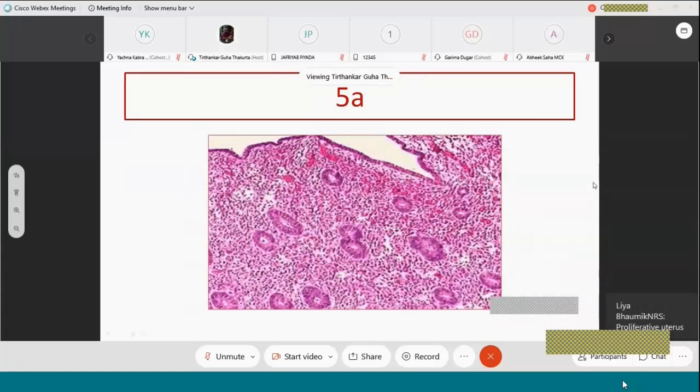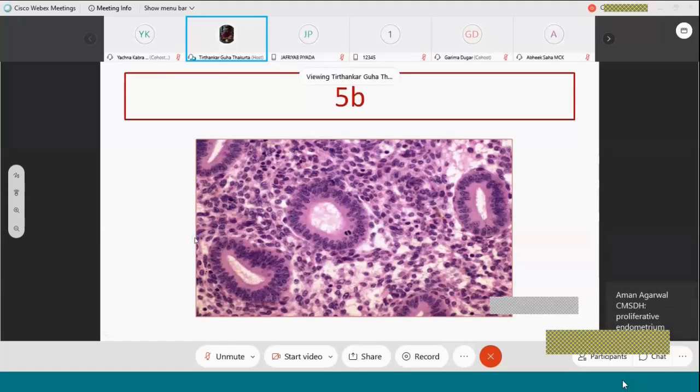This is proliferative endometrium. Don't write uterus because you are not seeing the myometrium here. This is proliferative endometrium because the glands are circular, the stroma is highly cellular, and the cell division activity has increased. So this is proliferative endometrium.